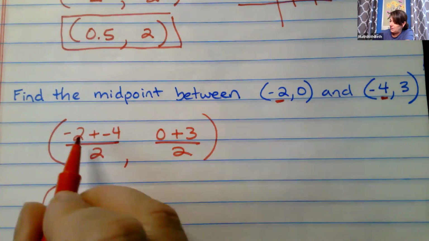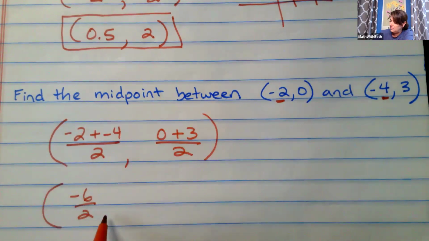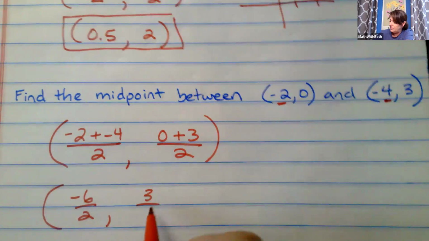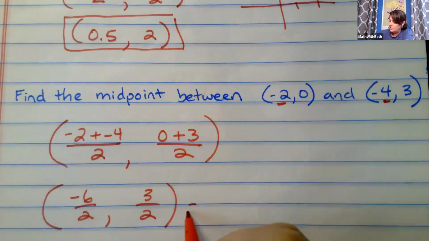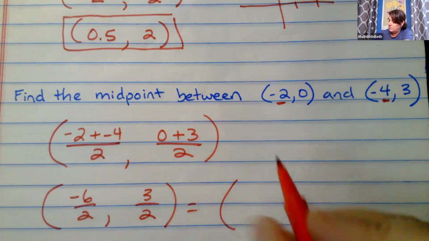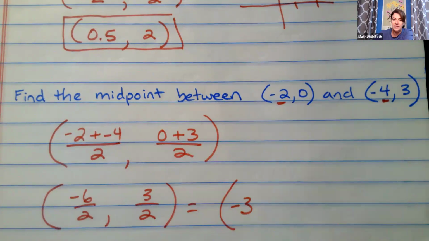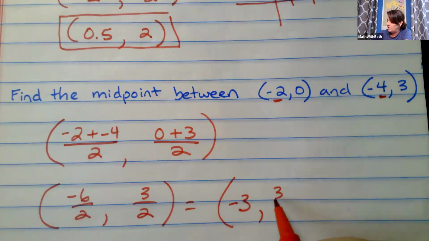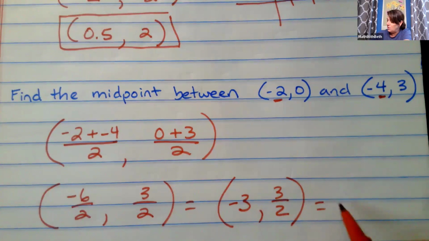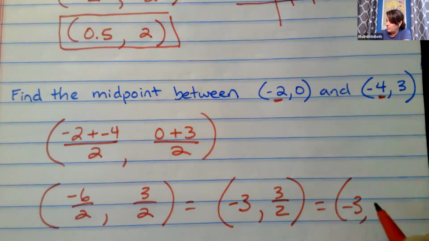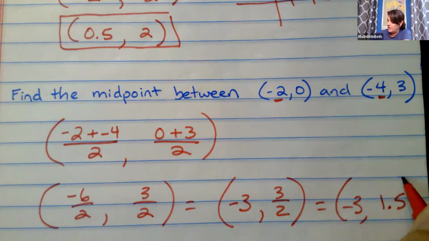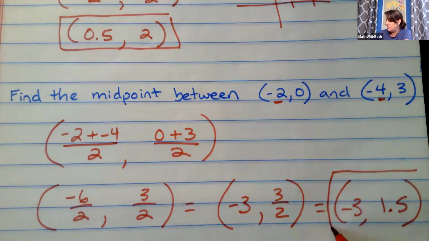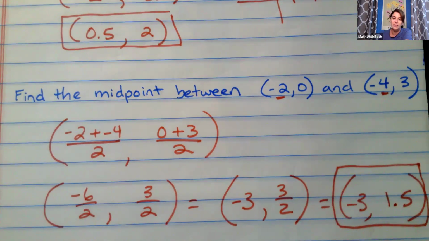So that gives me -6/2 and 3/2. So you could reduce -6/2 nicely, because that's just -3. 3/2 cannot be reduced, so you can either leave it as 3/2, or if your teacher's okay with decimals, you can divide it on the calculator or yourself and get 1.5.